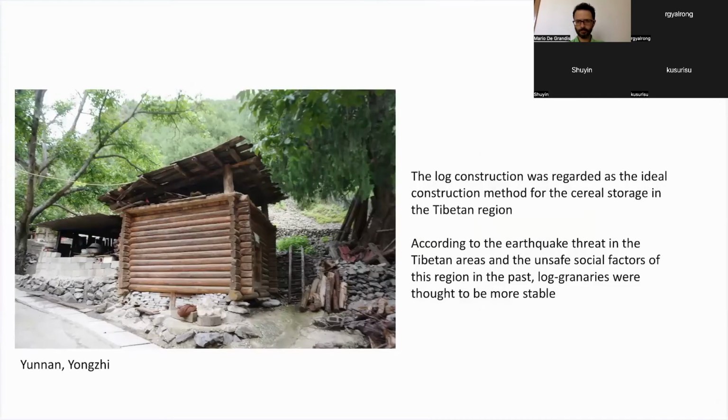We can find such log construction in other Tibetan areas. This kind of log construction was regarded as the ideal construction method for cereal storage in the Tibetan region. Because it is very strong, and considering the earthquake stress in the Tibetan area and also the unsafe social factors of this region, log granaries are the most stable construction for grain.